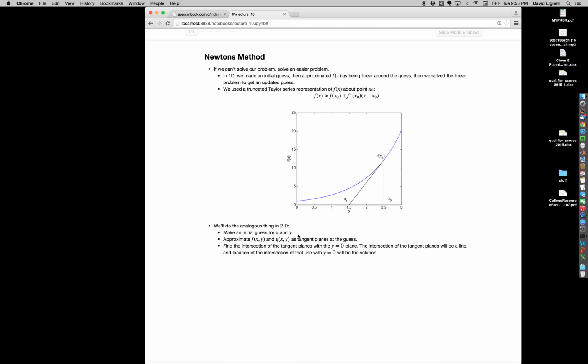So what we're doing is we're going to find the intersection of the tangent planes with the z equals 0 plane, and then the intersection of those tangent planes will be a line, and the location of the intersection of that line with the z equals 0 plane will be the solution. So a line intersects a plane at a given point.